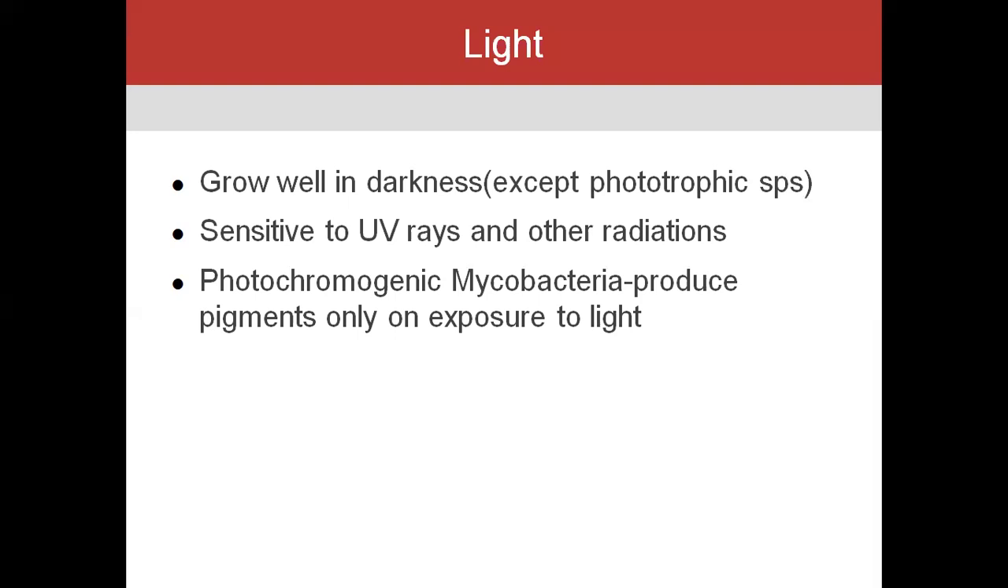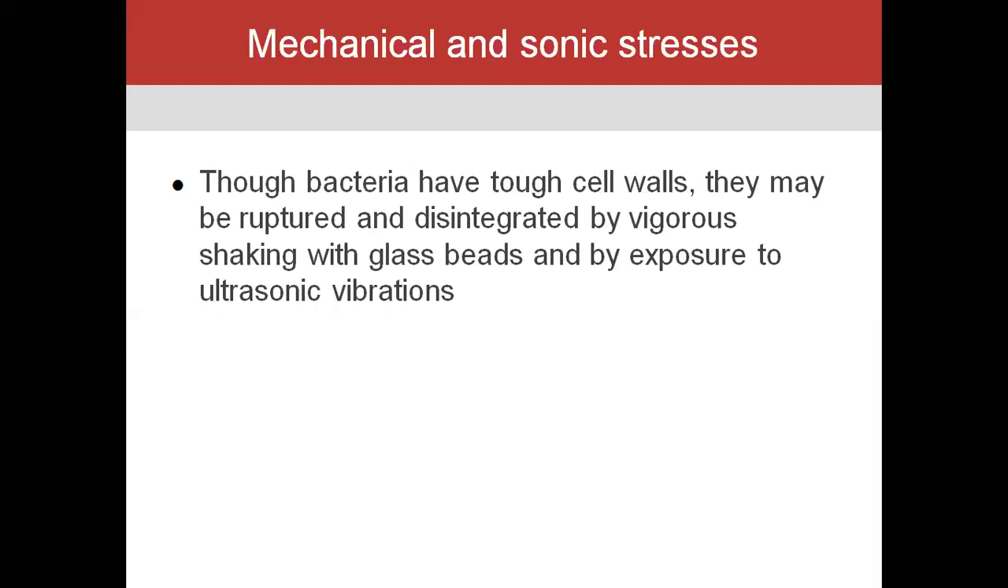Next, light. So most of the bacteria grow well in the darkness, except phototrophic species. Why phototrophic species? They do not grow in the darkness because they require sunlight. And most of the bacteria are sensitive to ultraviolet rays and other radiations. And photochromogenic mycobacteria produce pigments on exposure to the light. They produce colors on exposure to the light.